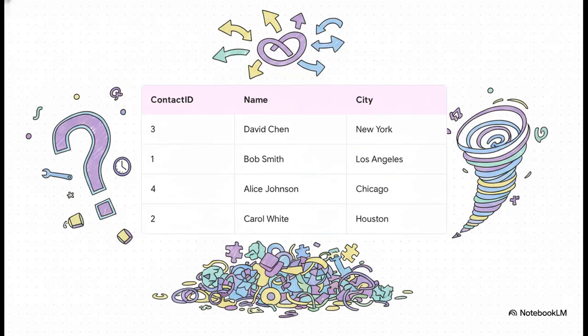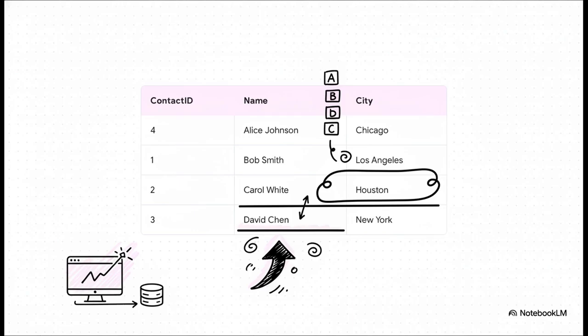Remember our messy table from a minute ago? Here it is again, in all its disorganized glory. But get ready, because we're about to fix it. And boom, just like that. Look at how clean that is. With just that one little command, our contact list is perfectly sorted. Alice, Bob, Carol, David, everything is right where it should be. That's what ORDER BY does.